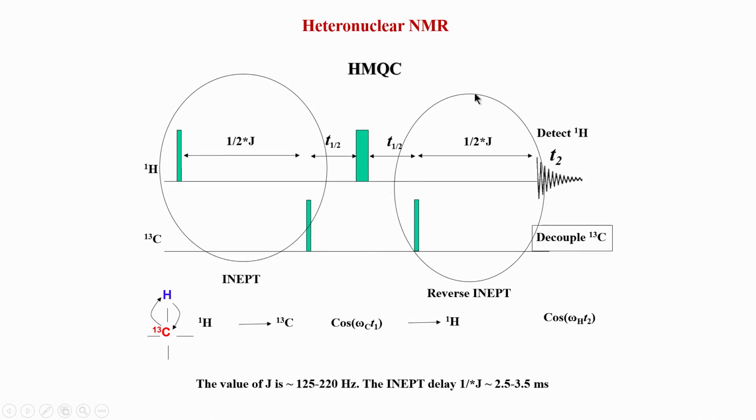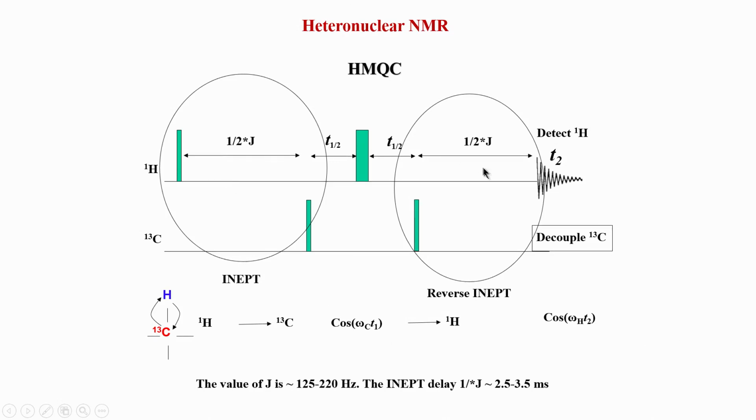Then the reverse INEPT block comes, where you transfer back the polarization to the proton, and the proton now starts evolving or getting detected during the T2 period. So the chemical shift of the proton evolves during the T2 period, and that is given by cosine omega T2, and cosine omega T1 is for carbon. So this correlates 2 chemical shifts, carbon along T1 with the directly attached proton along T2. If you recall, this is the same kind of information which we obtained from HSQC.